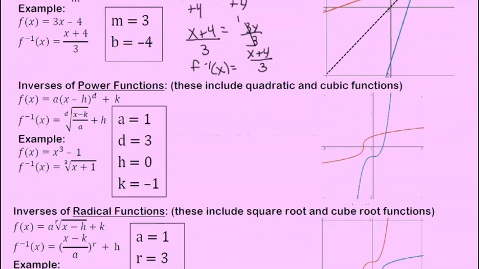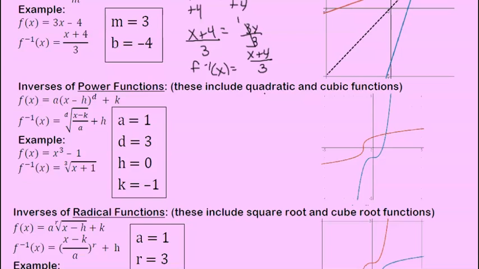Inverse of power functions. These would include quadratic and cubic functions as well, or any number right here to raise that power. So we're given f of x equals a times x minus h to the d power plus k. The inverse would be f inverse of x equals the dth root of x minus k all over a plus h.